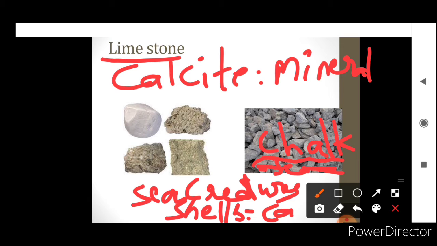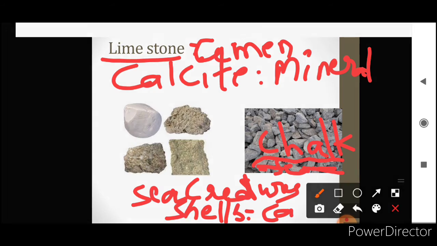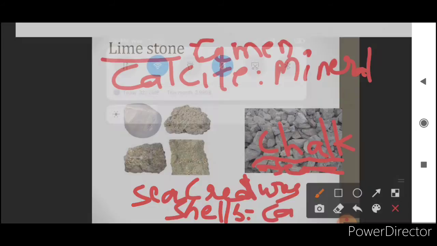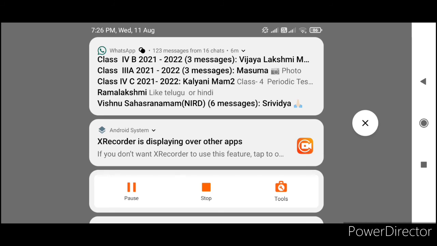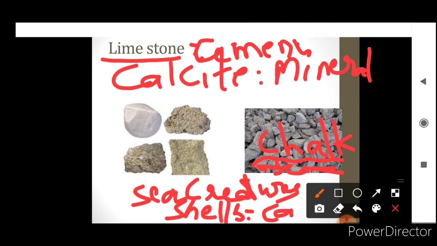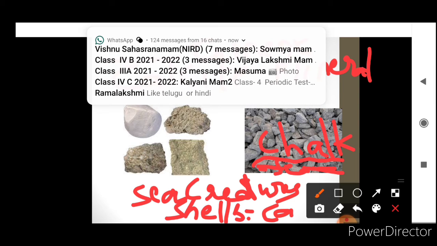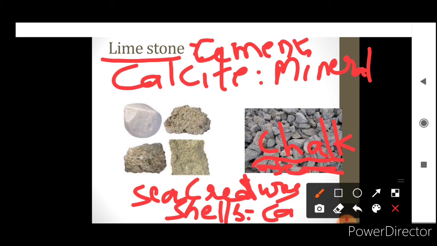Cement and lime are made by using limestone. We use cement for construction purposes, right? Even this cement is made from limestone. So we make cement from limestone, and even chalk from limestone. We also use it in making glass, and for separating pure metals from their ores. So these all are the uses of limestone.